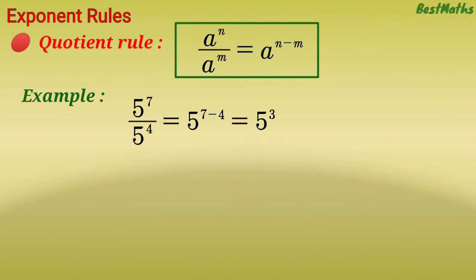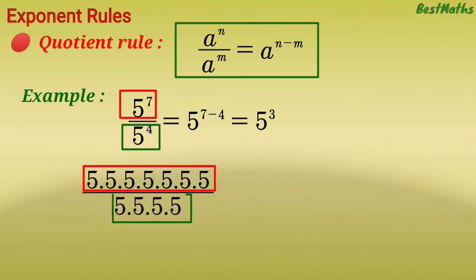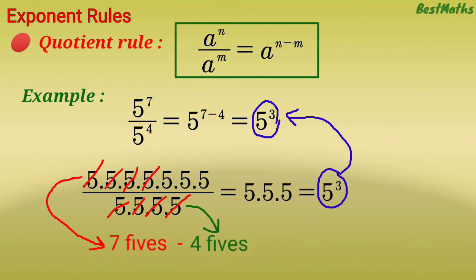And this makes sense, because 5 to the 7 means I multiply 5 by itself 7 times, and then I divide that by 5 multiplied by itself 4 times. So, when I cancel out 5s, I have three 5s left. Notice that I have to subtract the number of 5s on the bottom from the number of 5s at the top to get my number of 5s remaining. That's why we subtract our exponents.